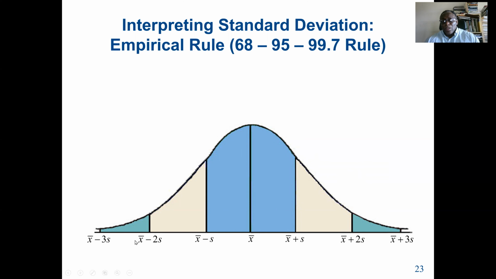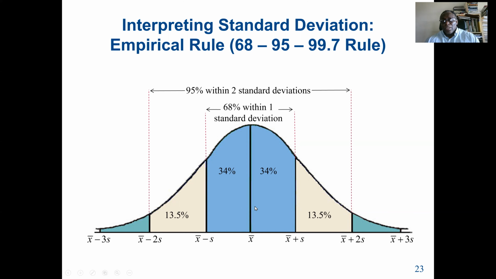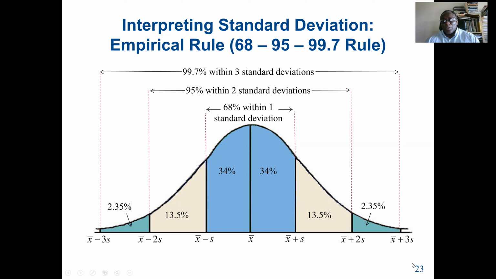Then x bar minus 2s, x bar plus 2s: 95% of the data will be between here, the green areas. And then the rest, 99.7%, will be within 3 standard deviations. So 68% is within 1 standard deviation, 95% within 2 standard deviations, and 99.7% within 3 standard deviations.